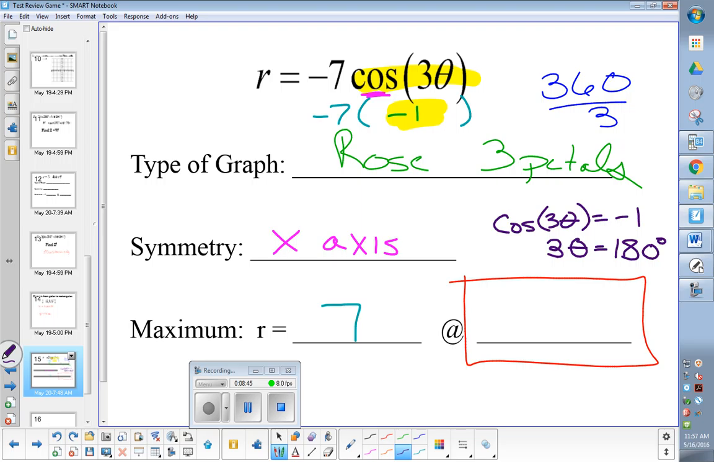What do I need to do to find my maximum? Divide by 3, so my new maximum is at 60 degrees. When it's a rose, you have to take whatever answer you got and divide it by whatever number's in front of theta to help us with our answer.